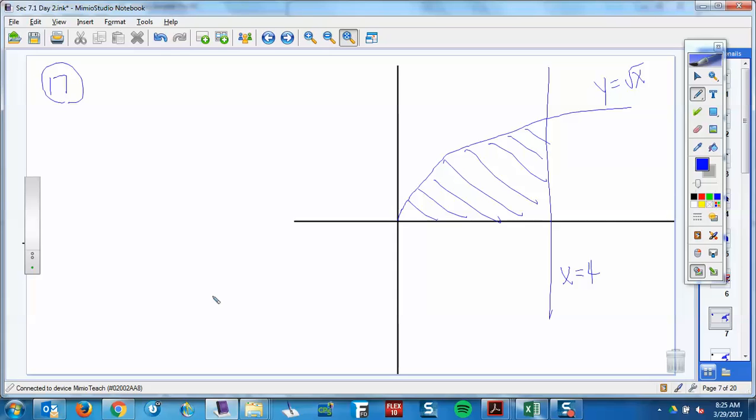Just think about it. It's big F of B minus big F of A. So it's the ending y value minus the beginning y value. So net change in y would be the thing to say there.